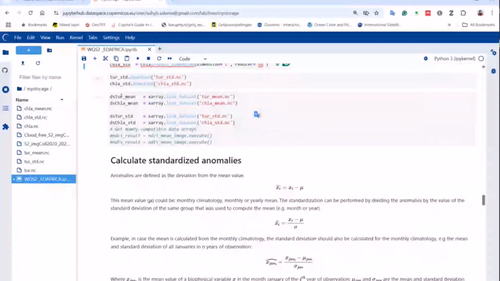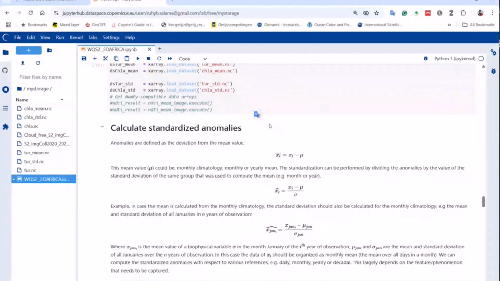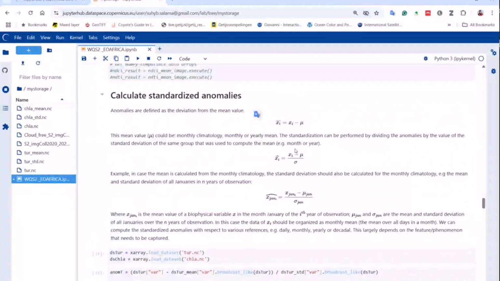So now I load them again, the mean and standard deviation, and I calculate the standardized anomaly. Here's the thing. A standardized anomaly, as explained here, is basically the value within 1 month or within 1 day, or the observation, minus the overall mean. And if you would like to calculate the standardized anomaly, which is here, divided by the standard deviation over the whole period.